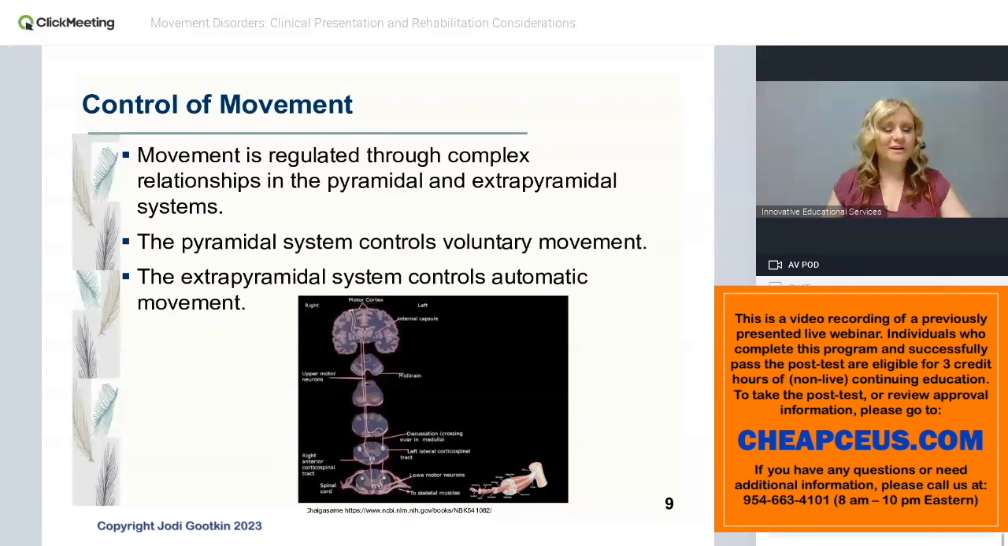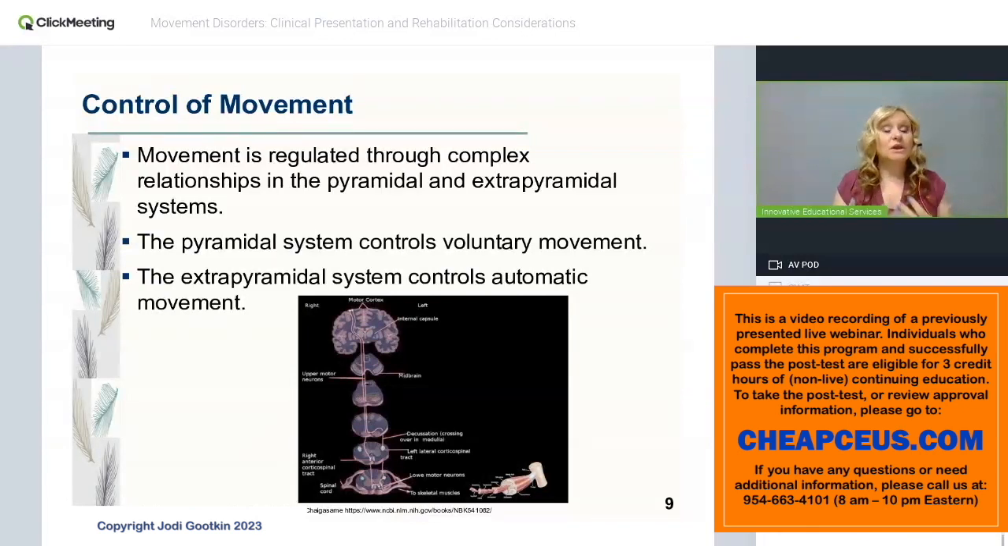And here we go with our content. Before we can talk about atypical movement patterns, it's always good to refresh on what our normal movement patterns are. And I'm briefly going to take you back in time to your neurology courses and anatomy and physiology courses. I promise to keep it minimal for just what we need to discuss today.